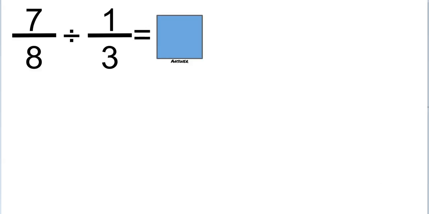All right, so for our last problem, we have 7/8 divided by 1/3. And just like our addition problem and our subtraction problem were very similar, we were asking ourselves the same question to get started, division and multiplication of the fractions is also very similar.